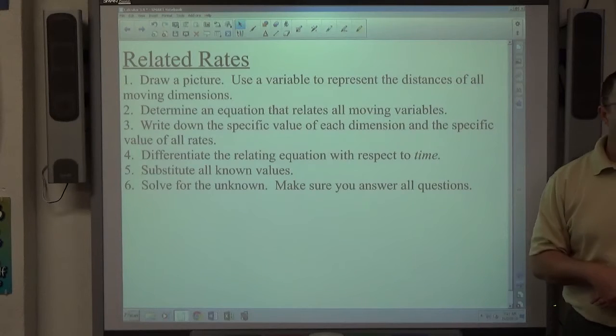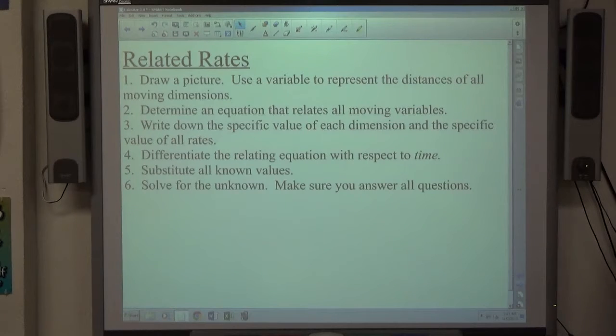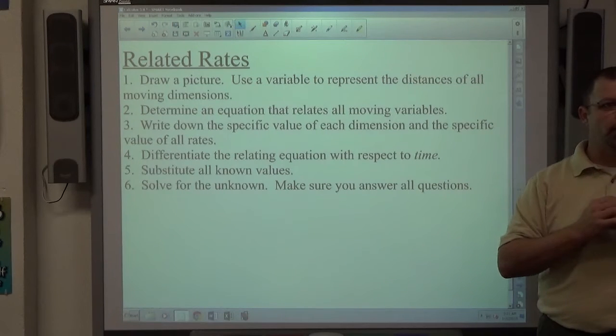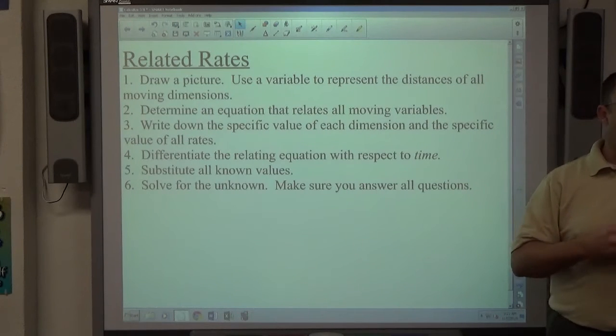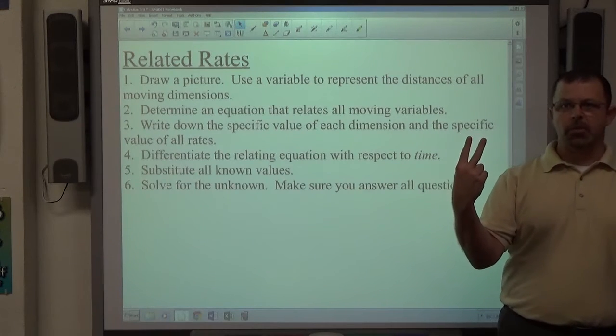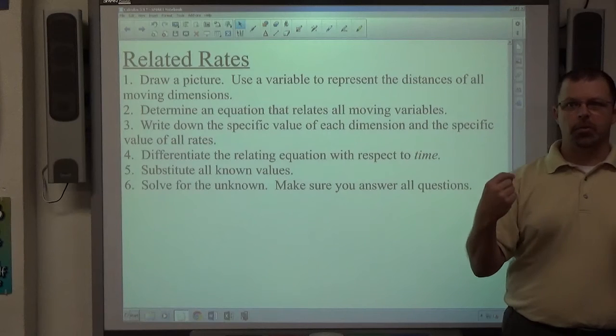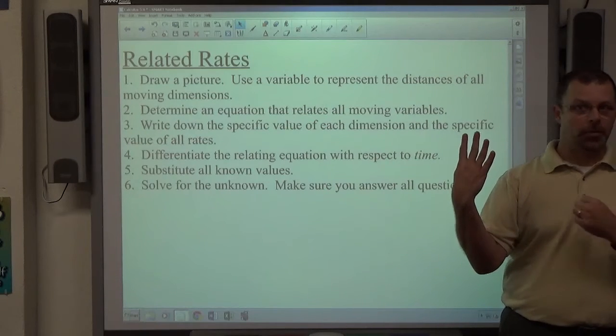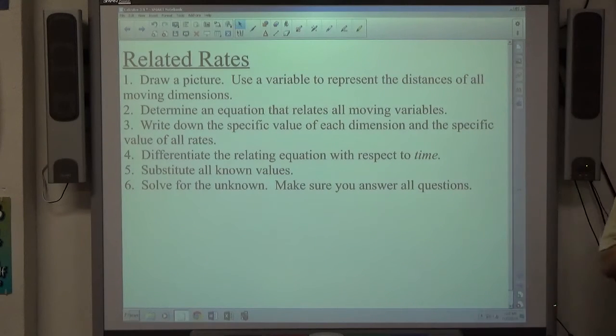That represents what I consider to be the hardest step. What relates the variables? So everything that's moving has some variable related to it, and something relates all those variables together. You have to come up with that equation. All right? Then you write down specific values of each dimension, specific values of all rates. And again, if there's 2 rates, you're going to have 3 variables. If there's 1 rate, you'll have 2 variables. If there's 4 rates, I hope you never have that one, but there'll be 5 variables. That'd be ridiculous. The worst we get is 3 variables.